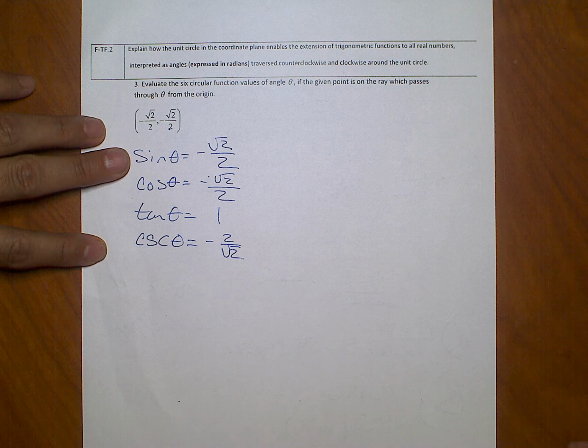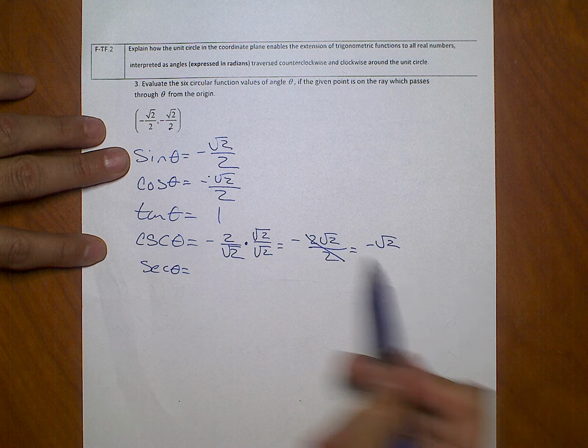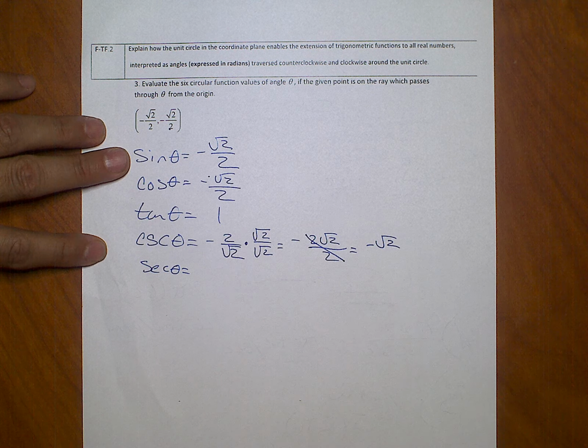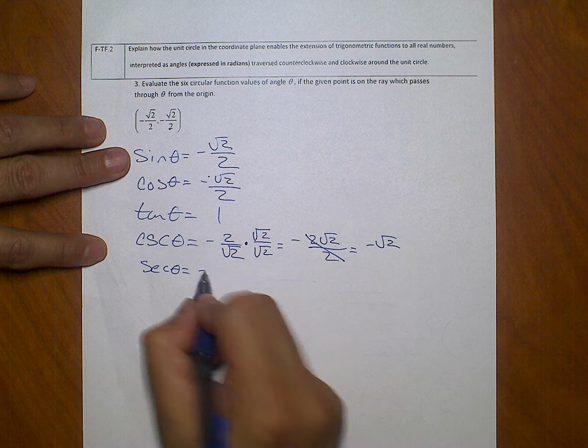What about secant? It's the same because we're starting off with the same thing, so my answer is going to be negative radical 2. Cotangent. Okay, cotangent is what over what? X over y. So my answer is 1.